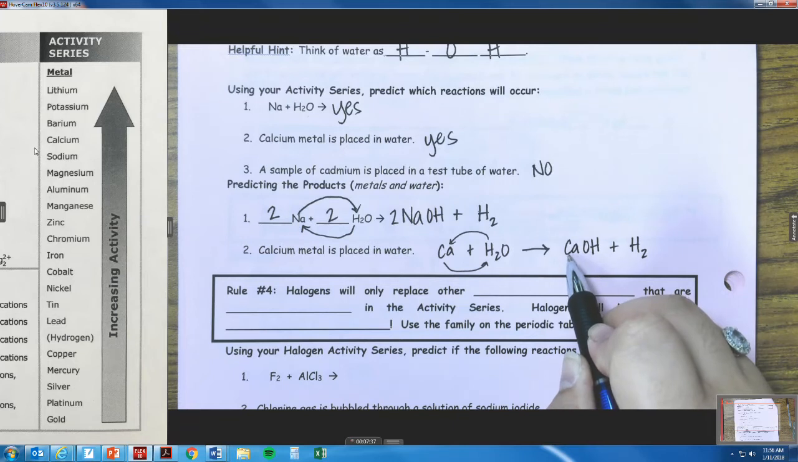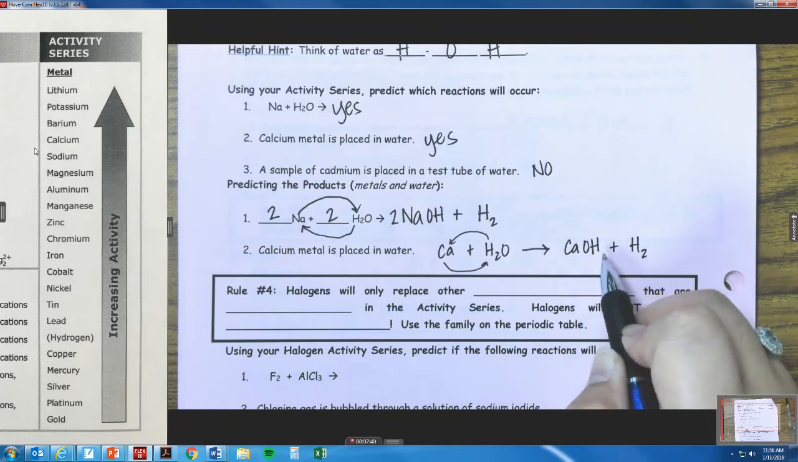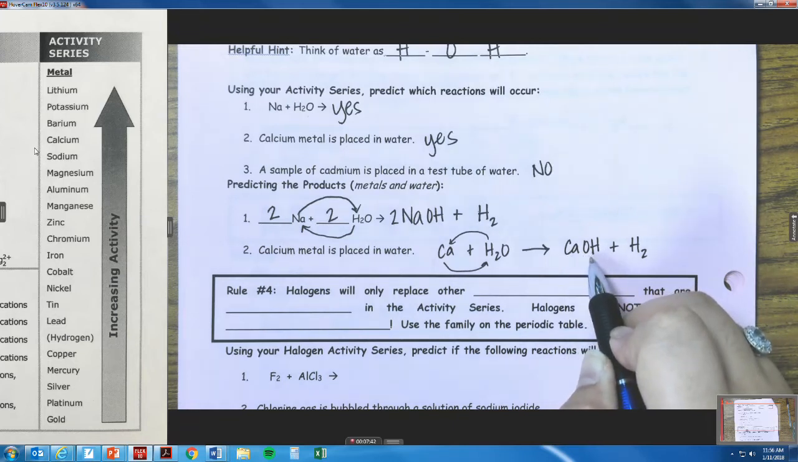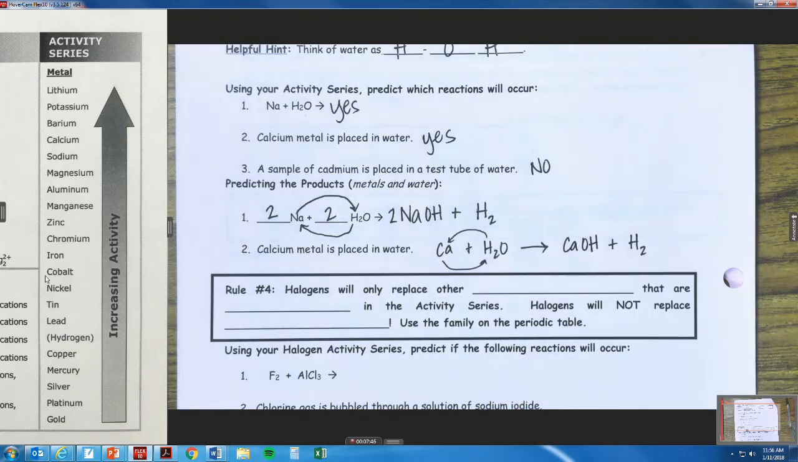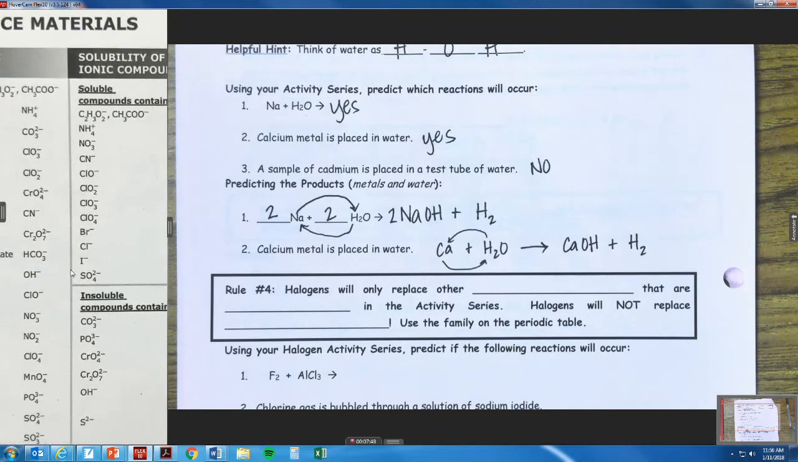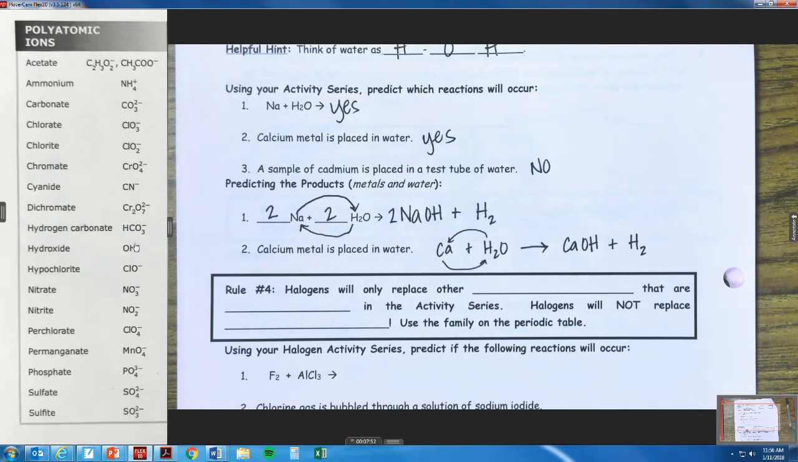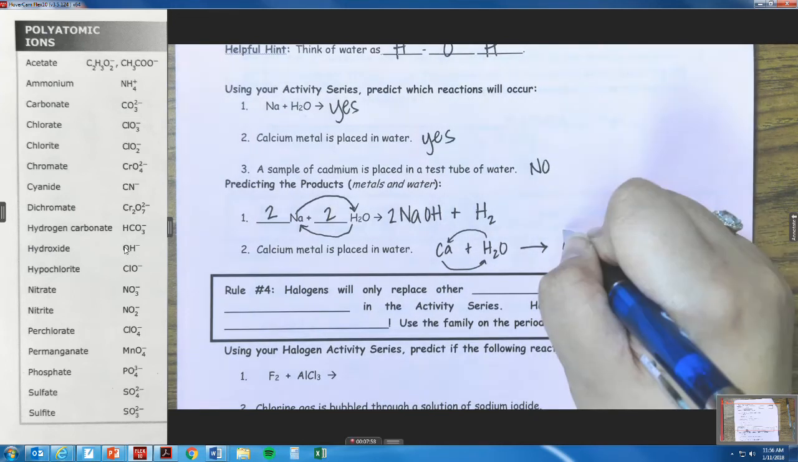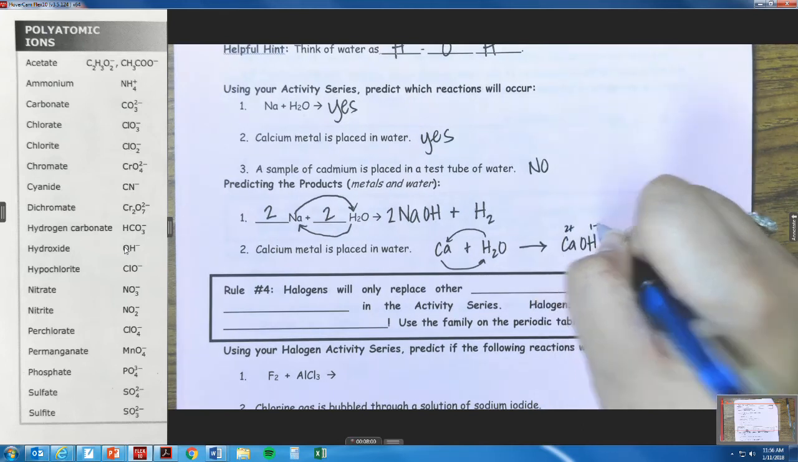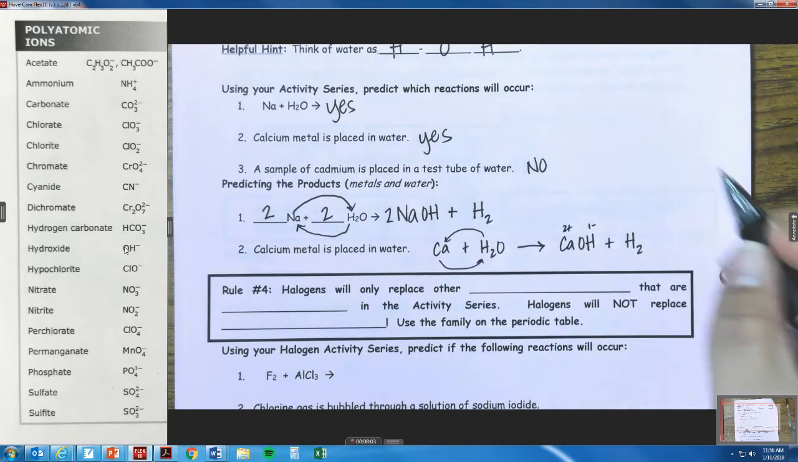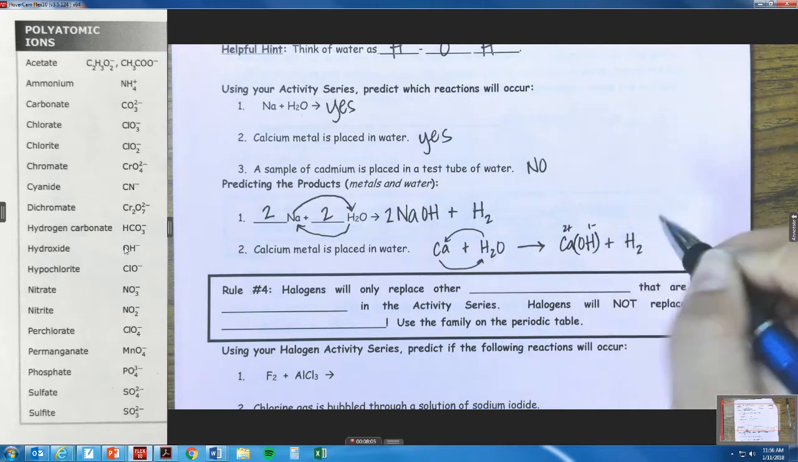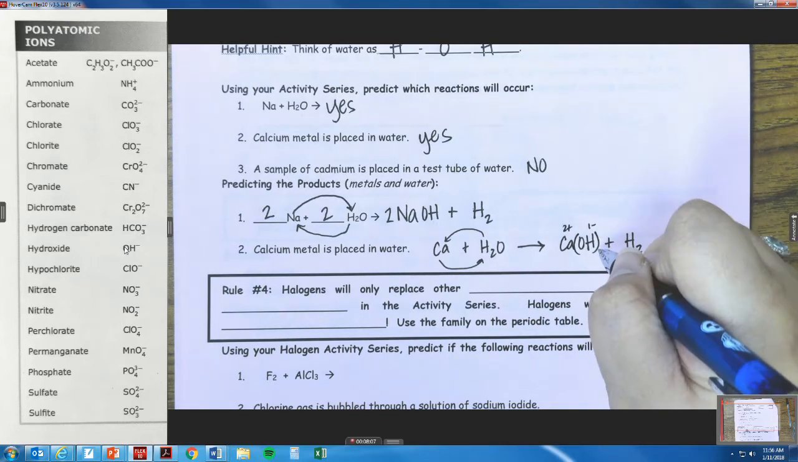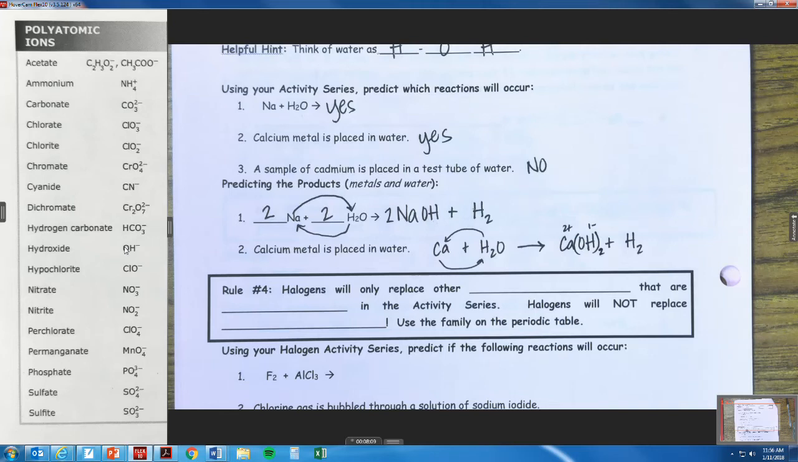Okay, but I'm going to go back to my compound. Calcium has a charge of positive 2. Hydroxide, OH, has a charge of negative 1. You guys should see that on your polyatomic side of your periodic table. So hydroxide right here has a charge of negative 1. So remember, we crisscross our charges so they can become subscripts. So calcium has an invisible subscript of 1. Hydroxide is going to have a subscript of 2.